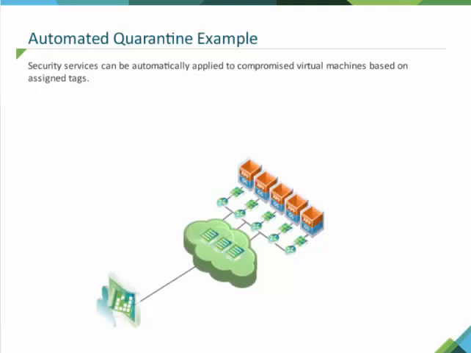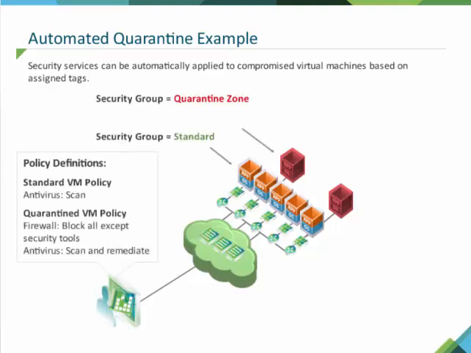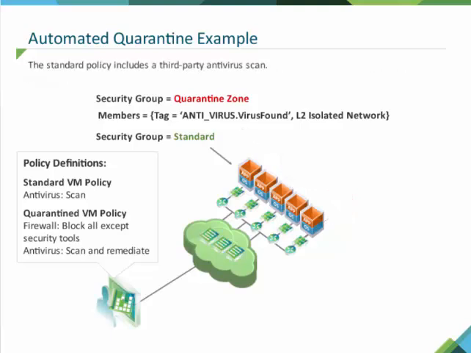Security services can be automatically applied to compromised virtual machines based on assigned tags. In the example on the slide, we have two security groups, the standard zone and the quarantine zone. We have two security policies, the standard VM policy and the quarantined VM policy. We also have a defined security tag, antivirus.virusfound.